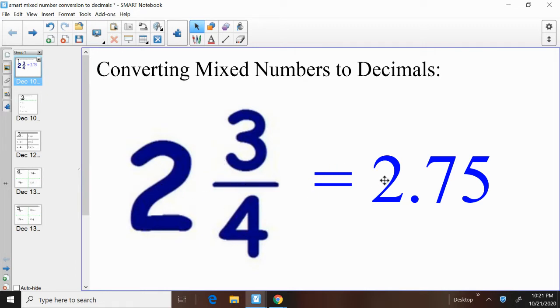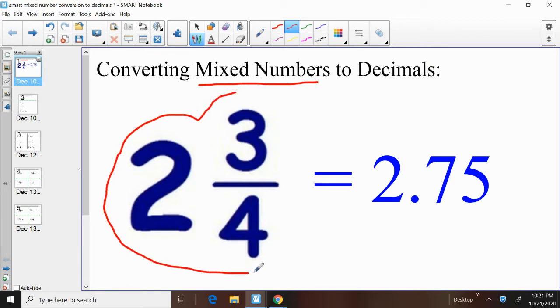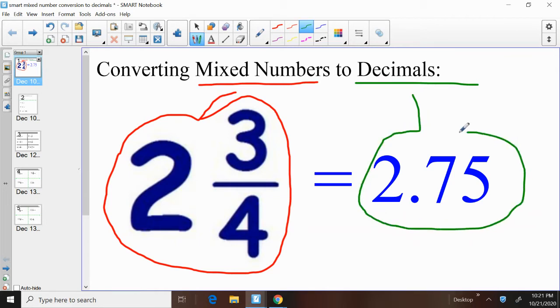is equal to 2.75. So when we convert, we change things. So we're changing mixed numbers to decimals. So again, this is our mixed number, and our decimal is this. So we're converting mixed numbers to decimals.